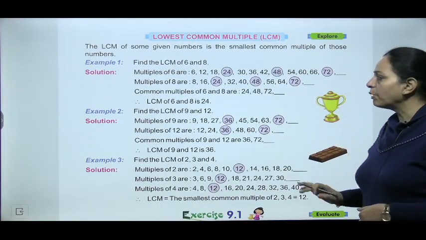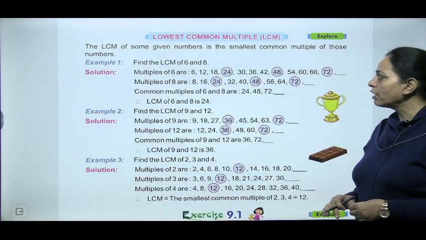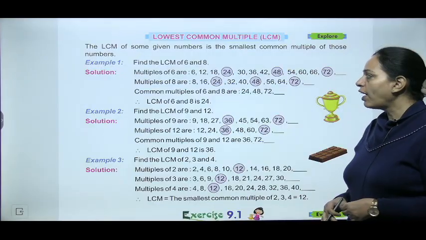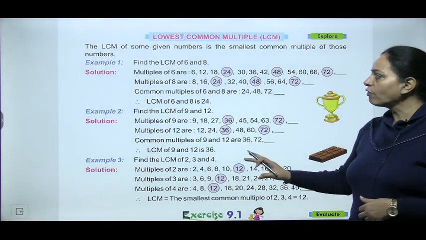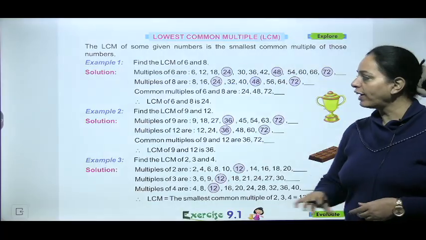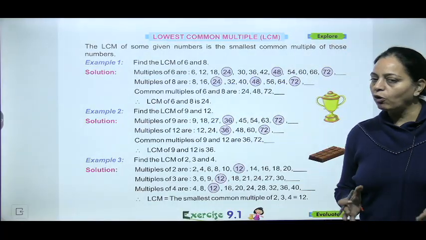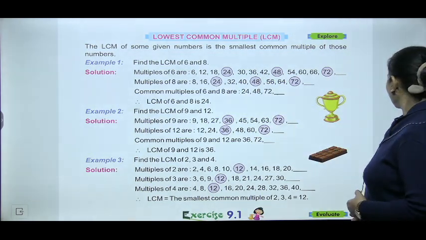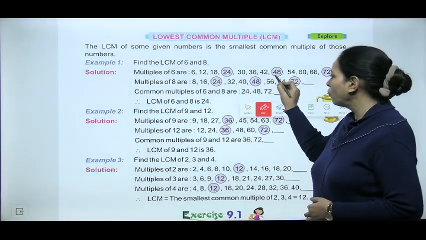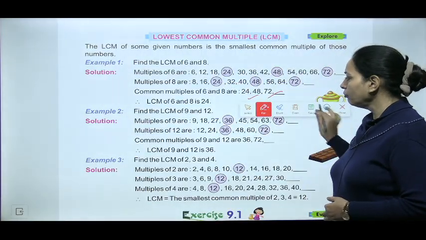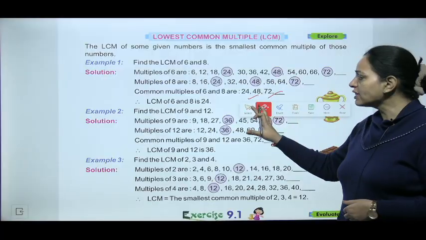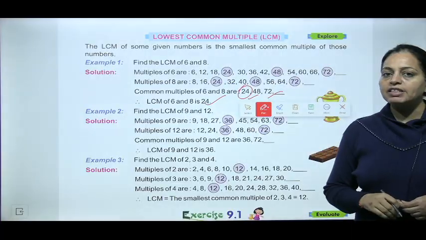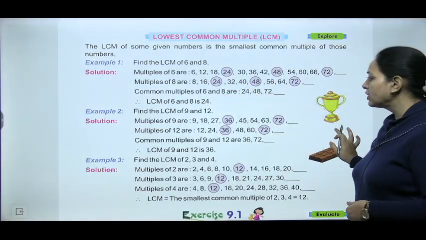Now lowest common multiple, that is LCM. The LCM of some given numbers is the smallest common multiple of these numbers. See example 1, find the LCM of 6 and 8. First find the multiples of 6 and then the multiples of 8, means write the table of 6 and 8. Now find the common ones, the ones that are in both. What are common here? 24, 48, 72. These are common. And the lowest, the smallest one, is 24. So the LCM is 24.